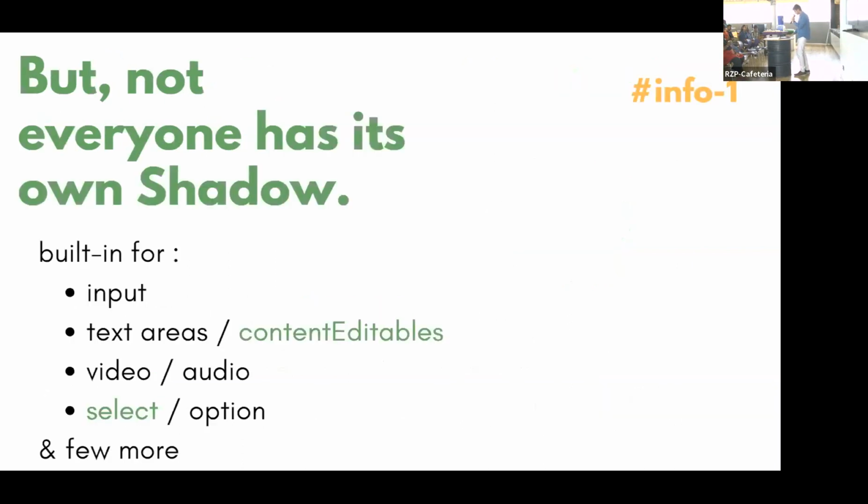All right. But to be very honest, we just looked at the shadows of the built-in HTML elements, but not every element has its own shadow. What are some of the elements that have a shadow? Some are input, text areas, content editables, video, audio. We see video and audio players, there's a play button, pause button, there is a seek bar. Someone has built it, and all that resides in the shadow DOM, of course, and select option. And there are so many more. There is a details element, an accordion that we see. There's so much that has been built with the help of shadow DOM.